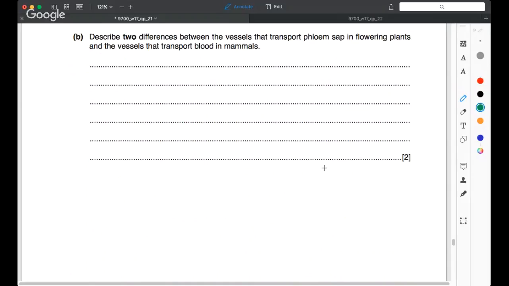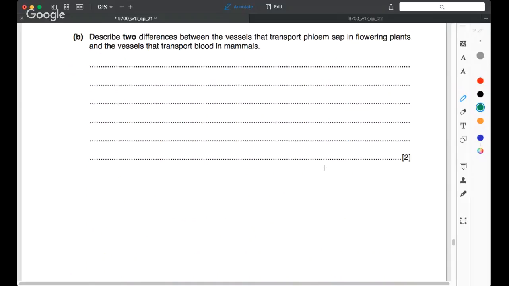So the vessels, so sieve tubes. Good. Sieve tubes contain sieve plates, so they have parts of the end walls of the sieve tube elements in the vessel, while in our blood vessels we don't have any plates or end walls. Good.